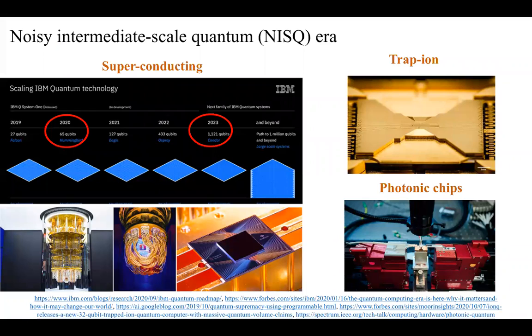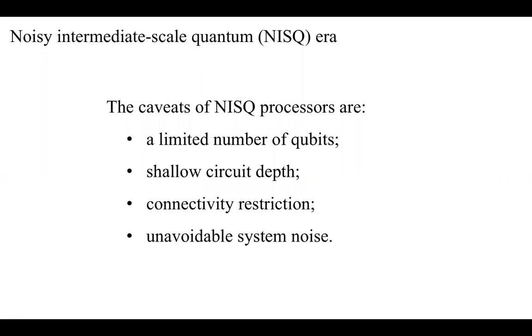As we can see, the fabrication of quantum hardware has achieved big success in recent years. To date, we can use 65-qubit quantum chips, and maybe in 3 years, we can use 1000-qubit quantum devices. In other words, we are stepping into the noisy intermediate-scale quantum era, which is also called the NISQ era. However, NISQ processors have a limited number of qubits, a shallow circuit depth, connectivity restrictions of qubits, and unavoidable system noise.